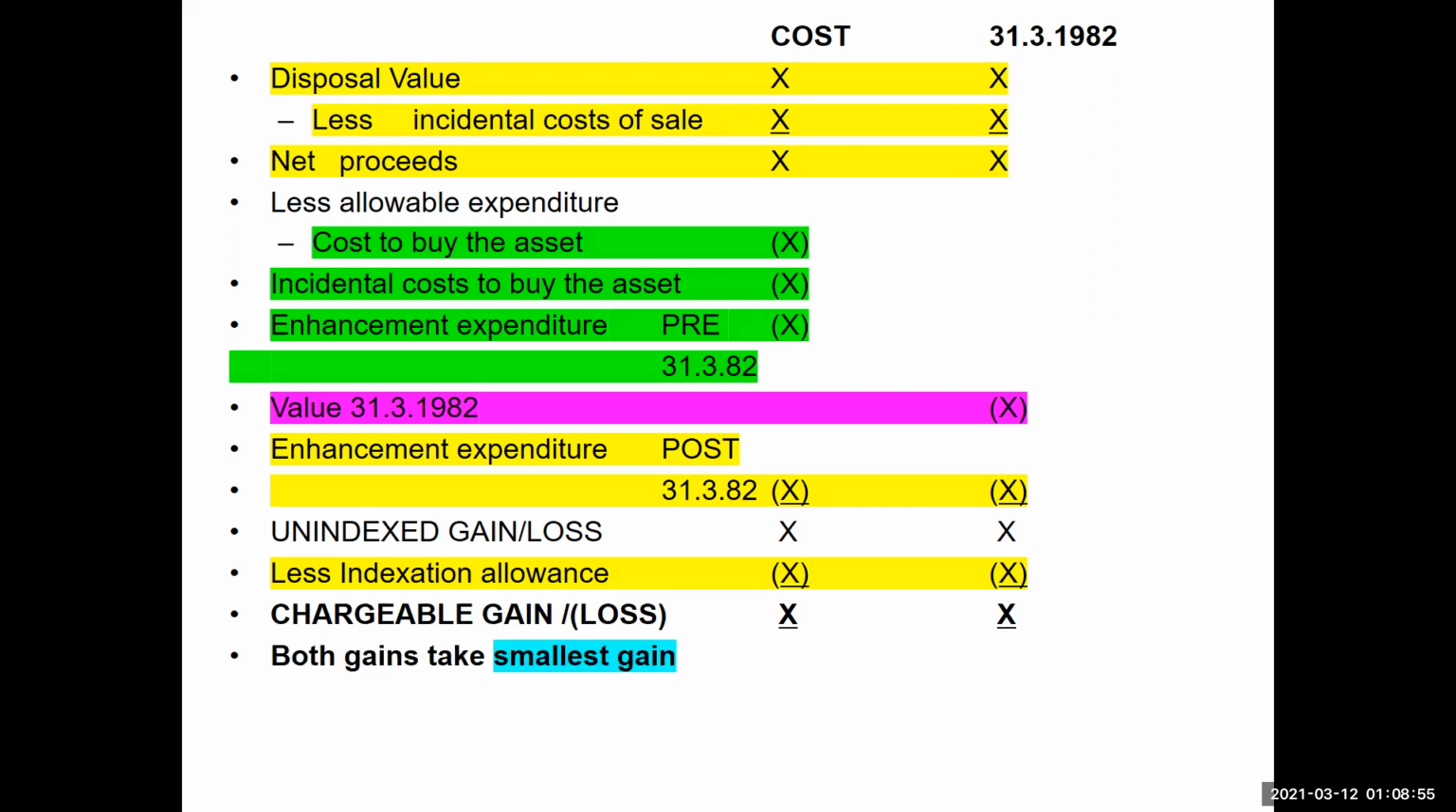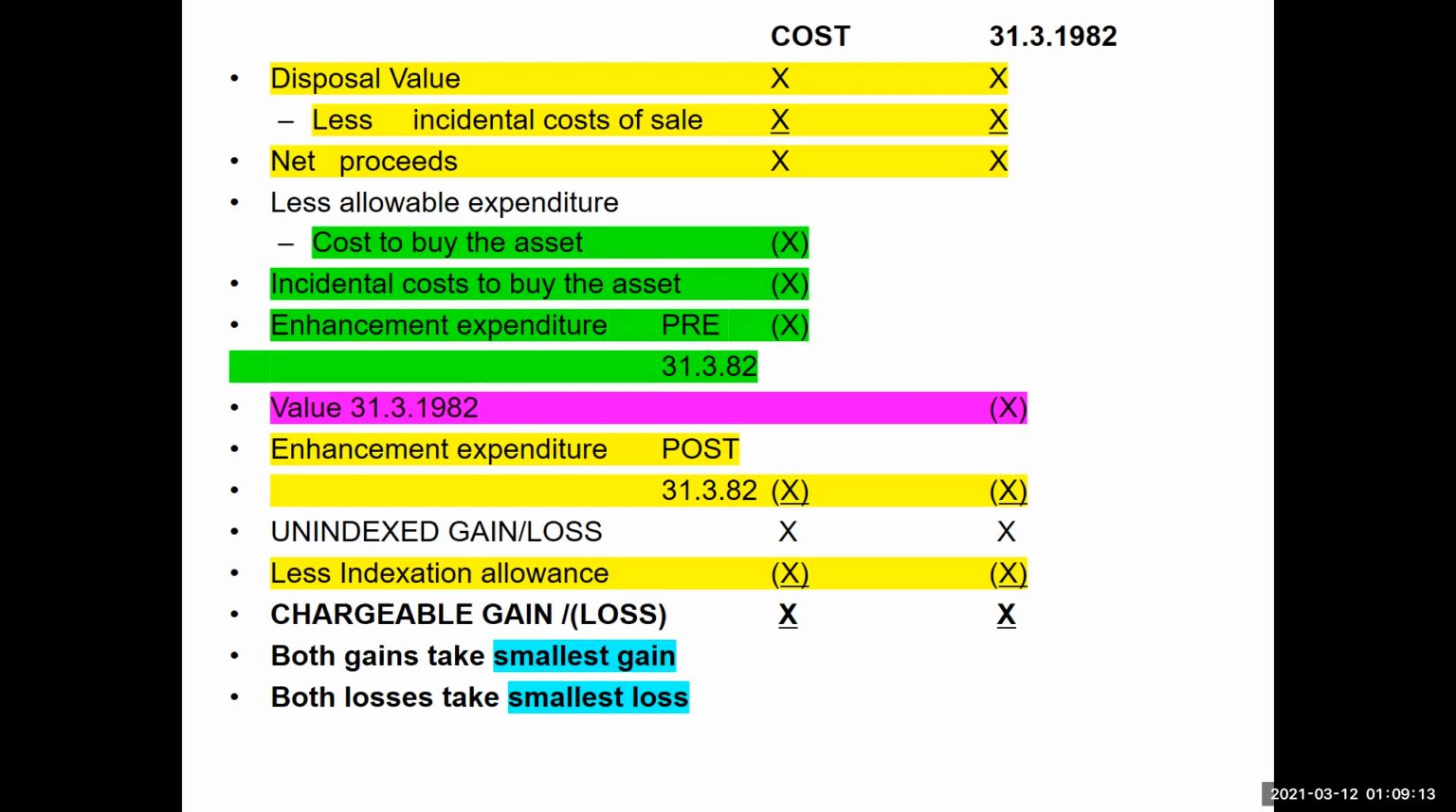Now, if we get gains in both legs, for the cost and then on 31st March 1982, if they are both gains, we take the smallest gain. Again, if both of them give us losses, we take the smallest loss.